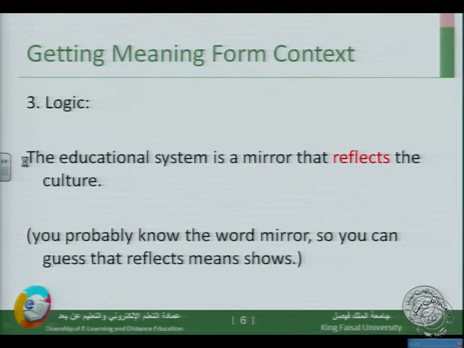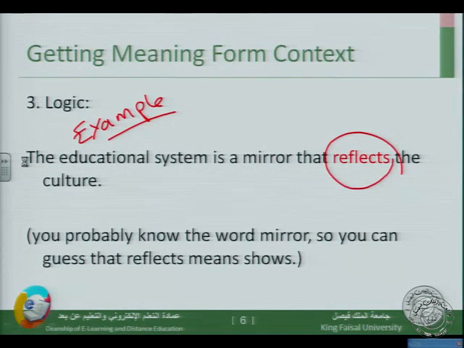Let us move on. Logic. المنطق. You can guess the meaning of a new word by logic. How? Let us read this example. Okay. The educational system is a mirror that reflects the culture. Well, now you may ask yourself, okay, what does reflects mean? The word reflects, what does it mean?